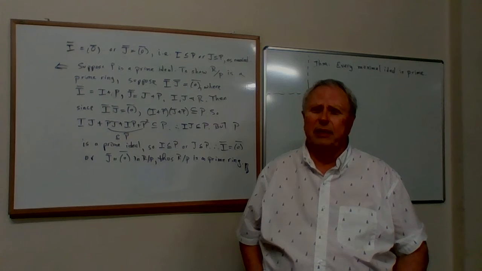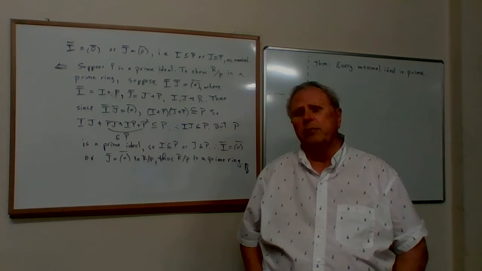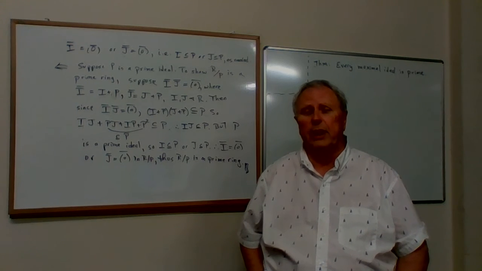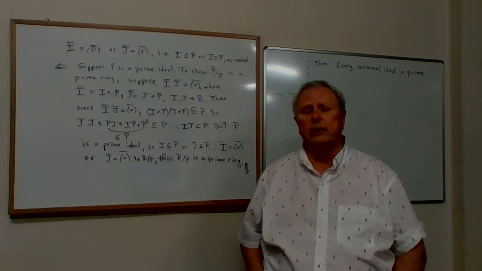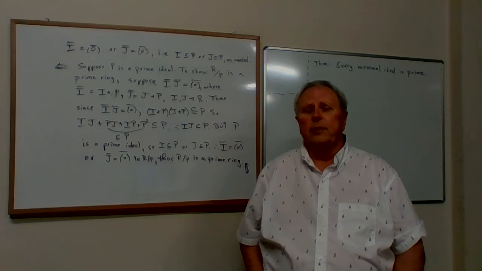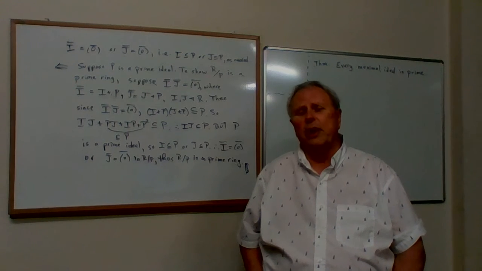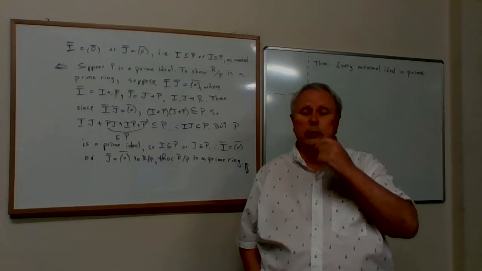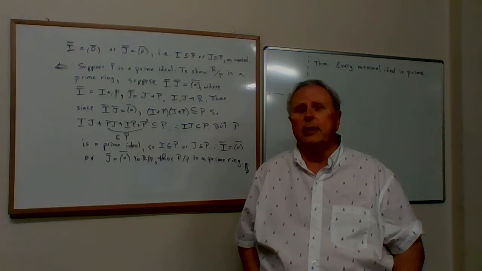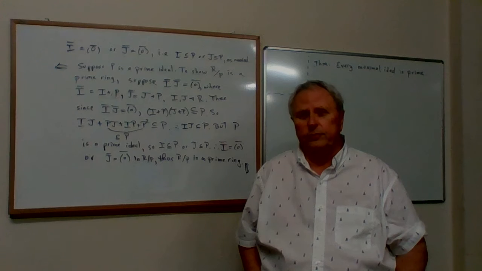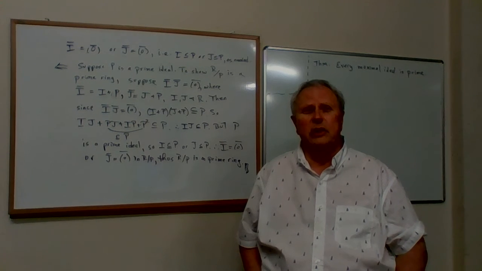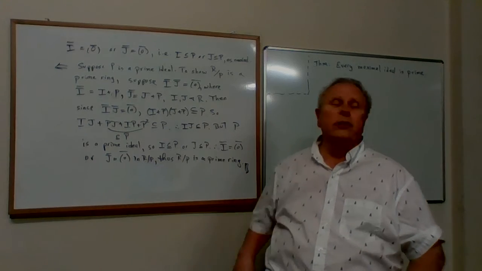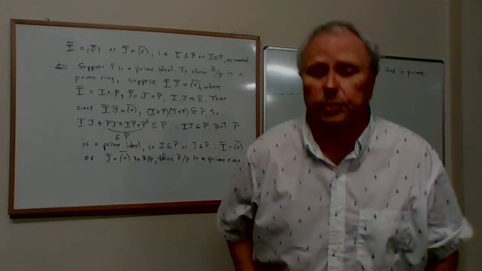Since R mod M being a field implies that R mod M is a domain, a prime ring, in the commutative case, then every maximal ideal is prime in a trivial way for commutative rings with 1. But is it true in general? Is every maximal ideal a prime ideal in general? The answer is yes, and because we've laid all this groundwork, it's actually pretty easy to prove.